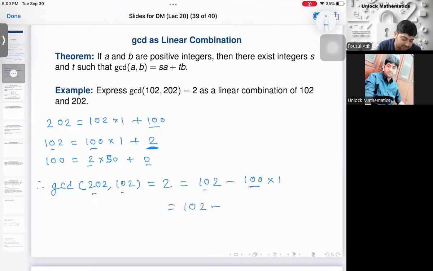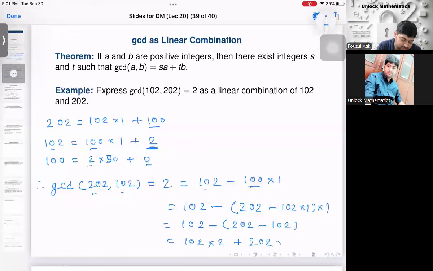So 102 minus 100 is equal to basically 202 minus 102 into 1 into 1. So this is, if I simplify it, 102 minus 202 minus 102 into 1. So if I just simplify again, 102 into 2 plus 202 into minus 1. We got S is equal to 2 and T equal to minus 1.